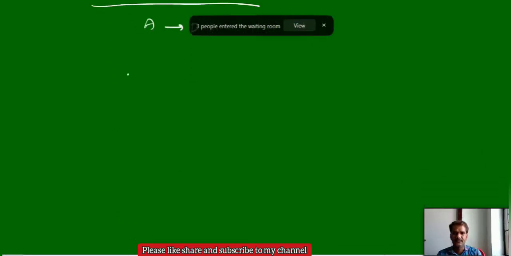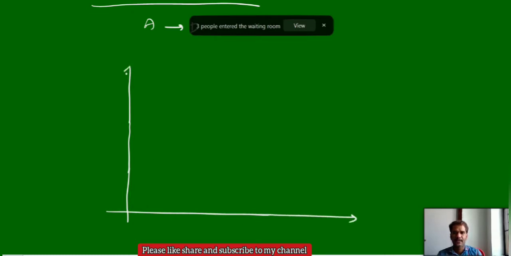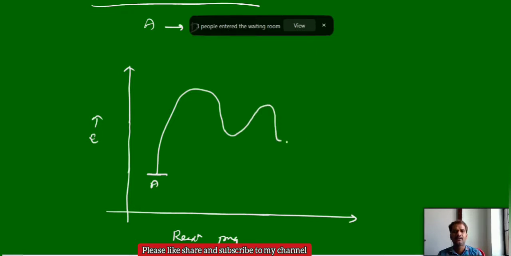Now, we can express this graphically. For complex reactions, sometimes questions can be asked here. This is the energy, against reaction progress. Initially we have the reactant A, then it gives some intermediate B, again this B gives another intermediate C, and this C can give finally the product D. So, here we have B and here we have C. This is a multi-step reaction. The graph looks like this.